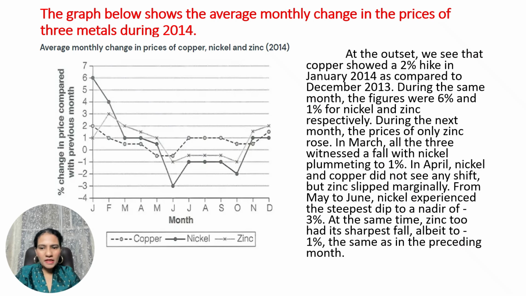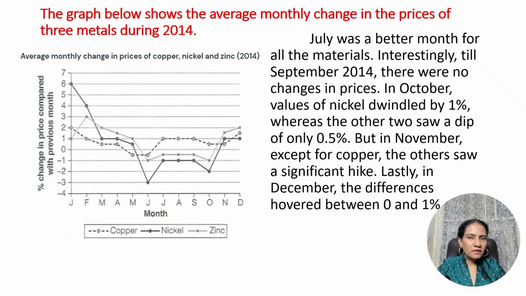In April, nickel and copper did not see any shift, but zinc slipped marginally. From May to June, nickel experienced the steepest dip to a nadir of minus 3%. At the same time, zinc too had its sharpest fall, albeit to minus 1%, the same as in the preceding month. Now moving on to the period between July to December, we are going to write this in the third paragraph. July was a better month for all the materials.